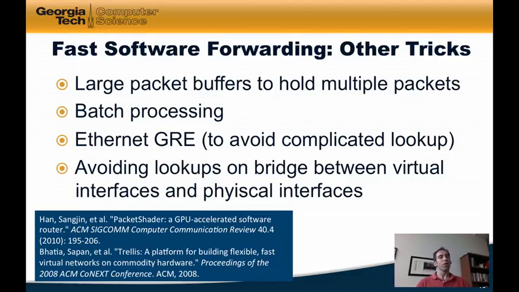There are other tricks that other architectures have used to achieve fast forwarding in software. Another architecture called Packet Shader used a large socket buffer to hold multiple packets and process multiple packets at once to amortize the overhead associated with processing each packet. The Trellis architecture simplified packet lookup by using Ethernet GRE tunnels and avoided performing lookups on the software bridge between virtual interfaces and the physical interfaces on the host that's hosting the virtual machine.